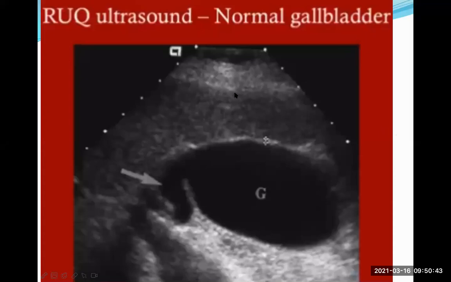Now this is how the ultrasound examination looks. This is a normal gallbladder. Okay, normal gallbladder. See this? This G is the letter we wrote here for gallbladder. And this is a cystic duct.